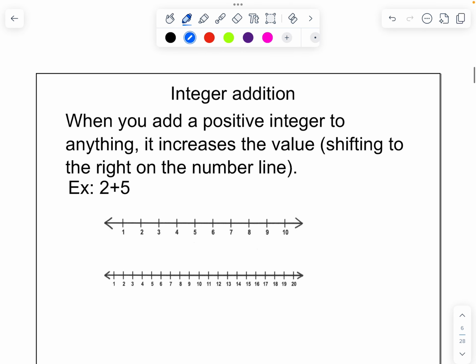All right, with addition. So we're going in order of the things that we saw on the last screen. With addition, when you add a positive integer to anything, it's going to increase the value. That means if we start with a number, it's going to shift that number to the right on the number line. So for example, if I have 2 plus 5, I'm going to start with 2, and I'm going to increase that value. I'm going to move it to the right by 5. So I'm going to move 1, 2, 3, 4, 5. And I end at 7. So 2 plus 5 equals 7. These are facts that you should memorize.